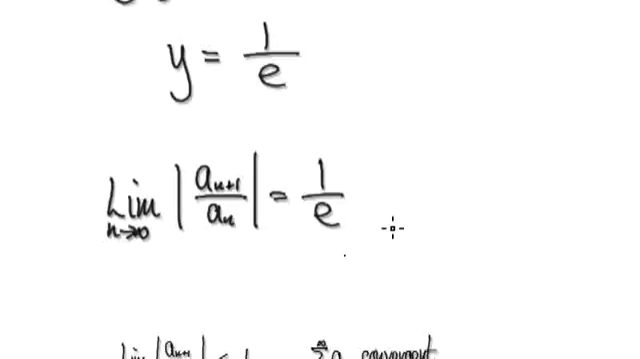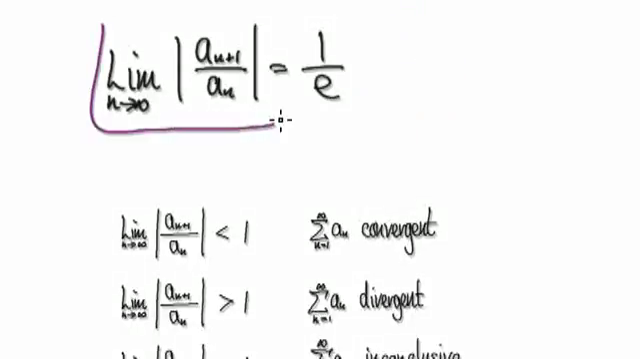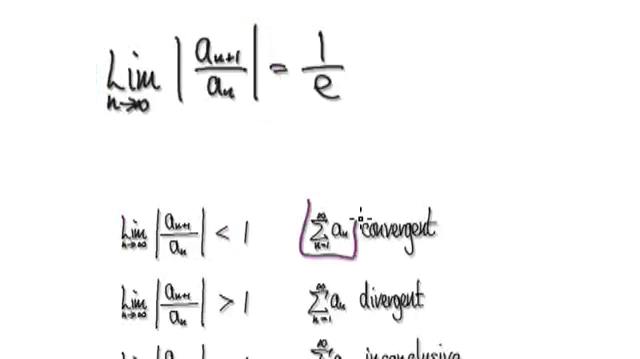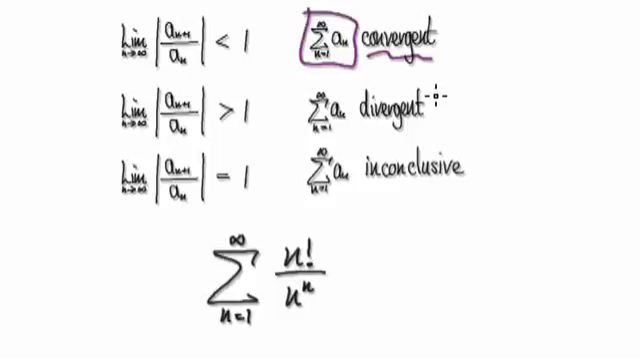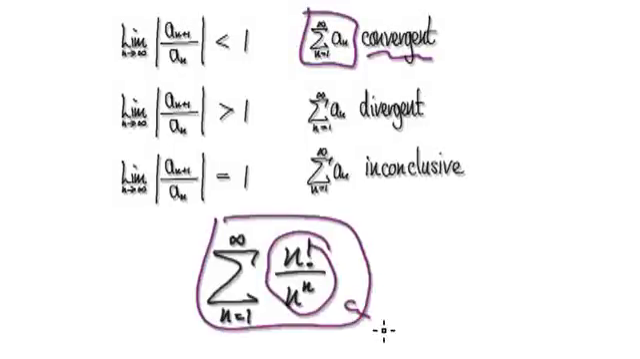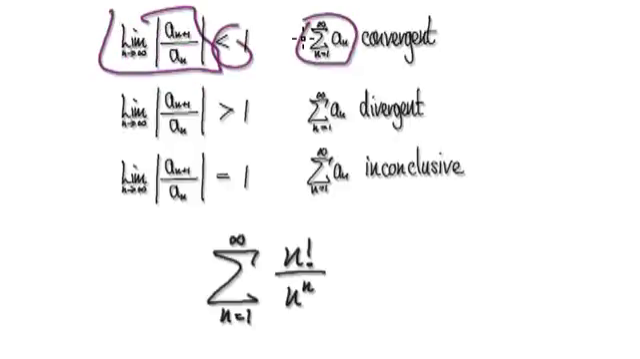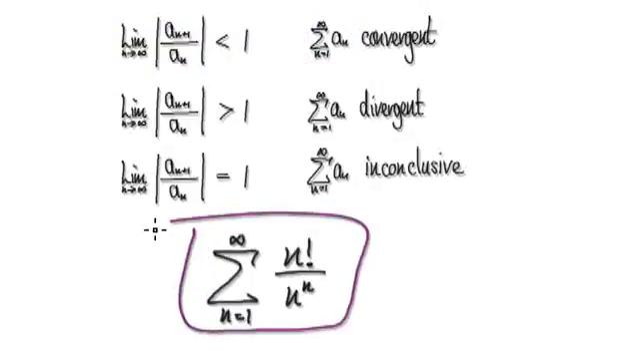Now 1 over e. Remember, e is roughly 2.7. So this thing here is going to be less than 1. Well, if this thing here is less than 1, then we can conclude that the original series itself will converge. So the whole series will actually converge, because when we took the limit of the next term divided by the current term, it happens to be less than 1. Because it's less than 1, we can conclude that the original series will converge. So this thing here will converge. Okay.